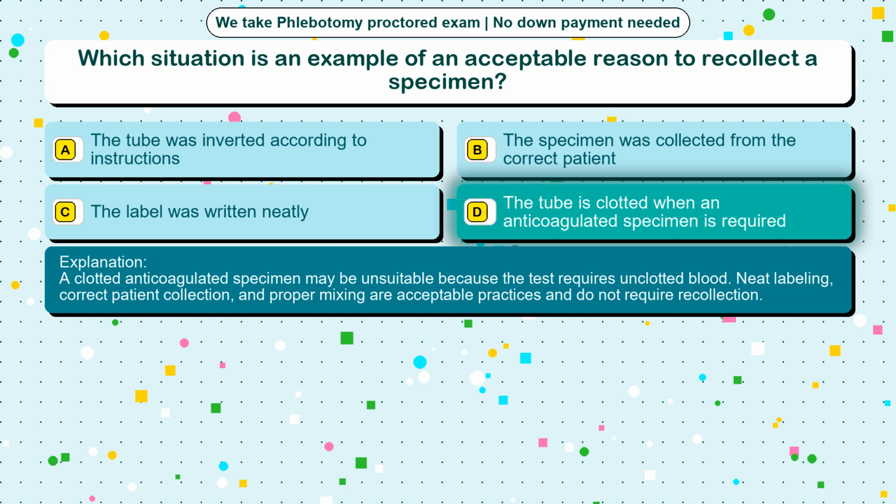Neat labeling, correct patient collection, and proper mixing are acceptable practices and do not require recollection.